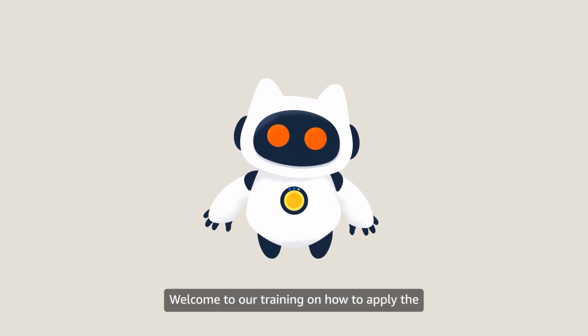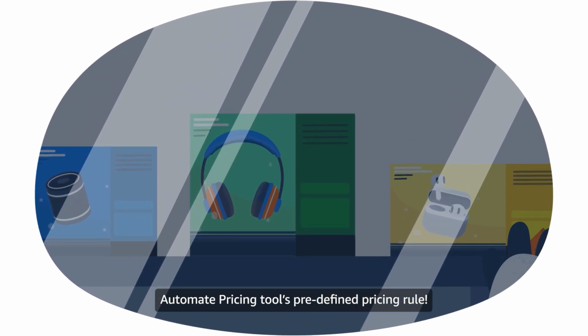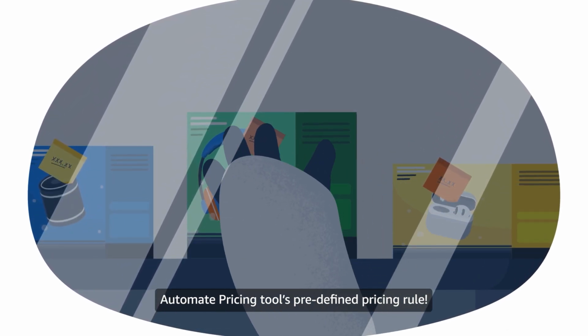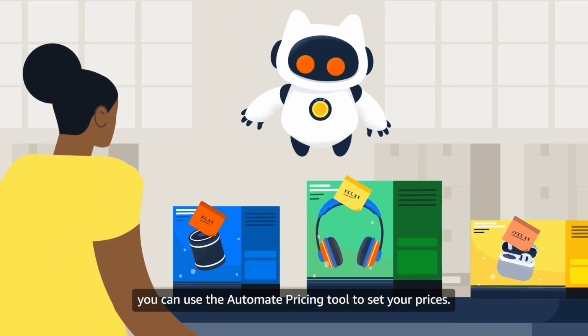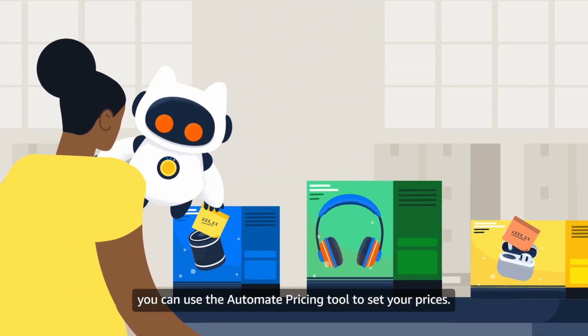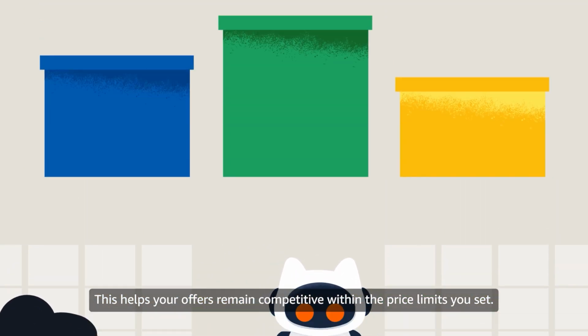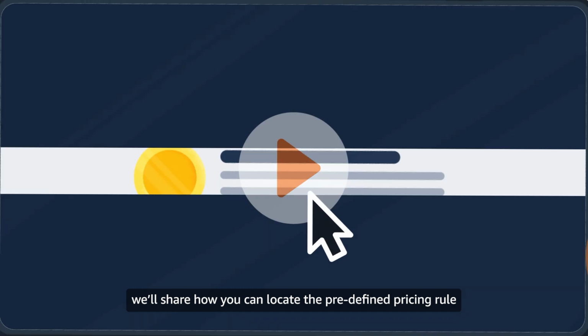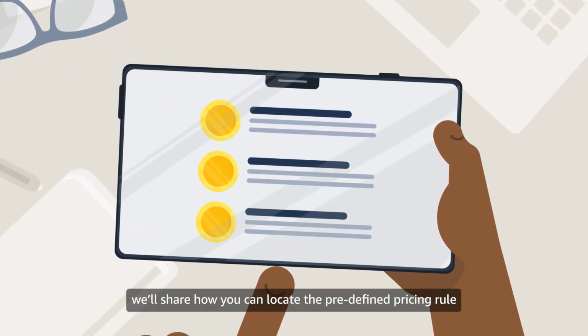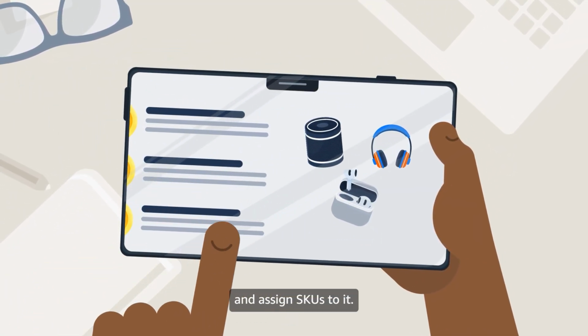Welcome to our training on how to apply the Automate Pricing Tool's predefined pricing rule. If you have a professional selling plan, you can use the Automate Pricing Tool to set your prices. This helps your offers remain competitive within the price limits you set. In this video, we'll share how you can locate the predefined pricing rule and assign SKUs to it.